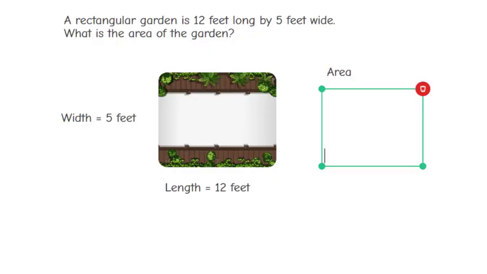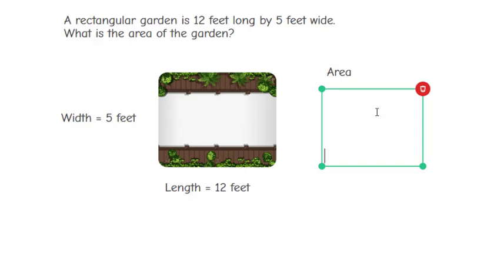Why would we want the area of a garden? What it helps us do is we can measure how many plants that we can plant in that specific area. Let's say that each plant needs 1 square unit. Well, then you can multiply 5 times 12, they're feet. They're going to be square feet. And then you can decide how many plants you can put in.